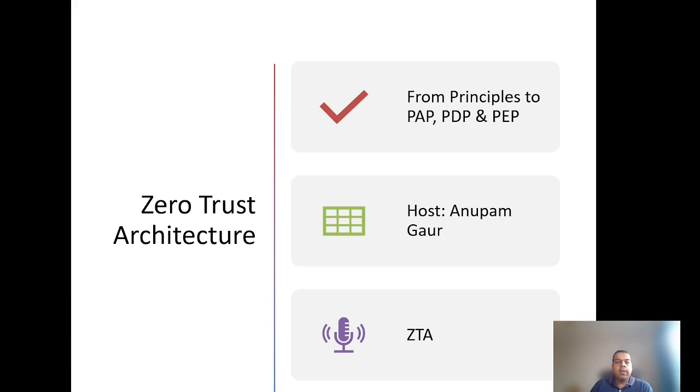I am Anupam Gaur, and in today's episode, we are going to demystify one of the most talked about cybersecurity concepts called Zero Trust Architecture. You have probably heard about the slogan never trust, always verify, but what does that actually mean in practice? So, by the end of this episode, you will understand not just the theory but also how it's implemented through three core components: PAP, PDP, PEP. So PAP stands for Policy Administration Point, PDP stands for Policy Decision Point, and PEP stands for Policy Enforcement Point. So let's get started.